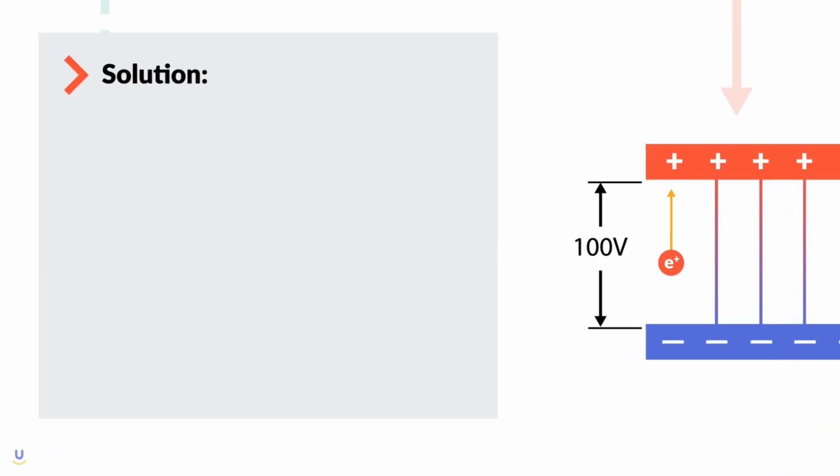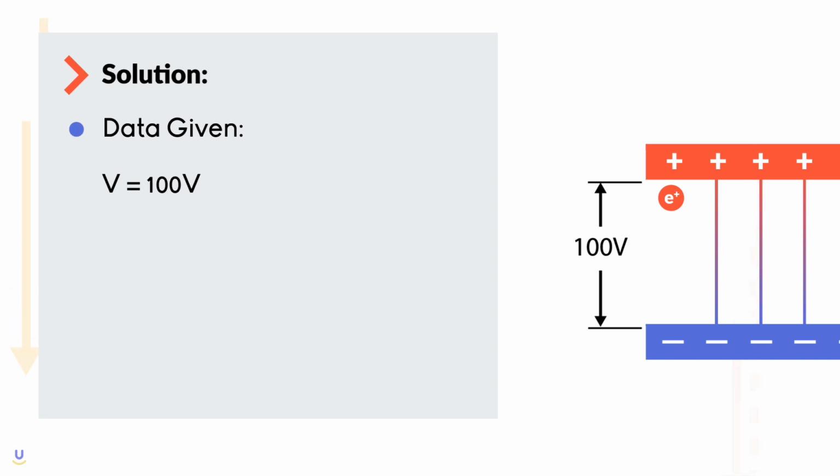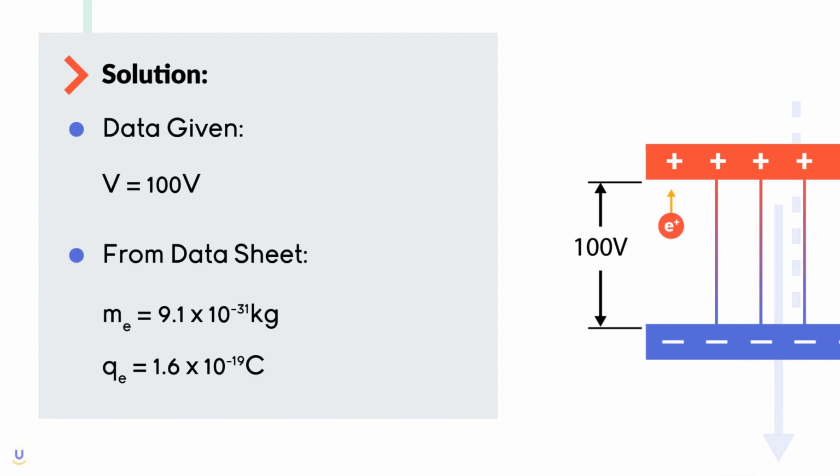Let's start by writing down the given data of the question. So we know that V is equal to 100 volts. And from our data sheet, we know that the electron mass is 9.1 times 10 to the power of negative 31 kilograms, and the charge of the electron is equal to 1.6 times 10 to the power of negative 19 coulomb.